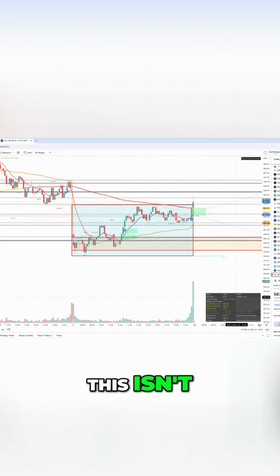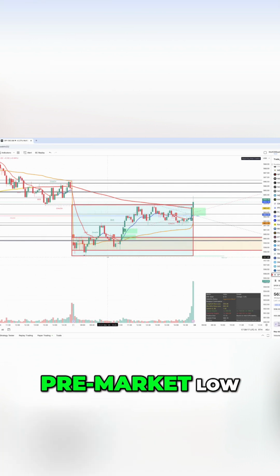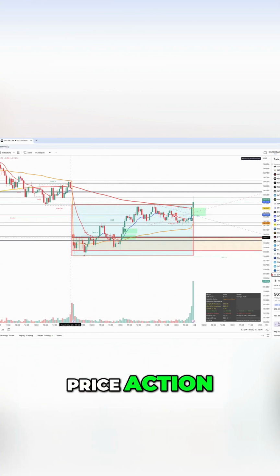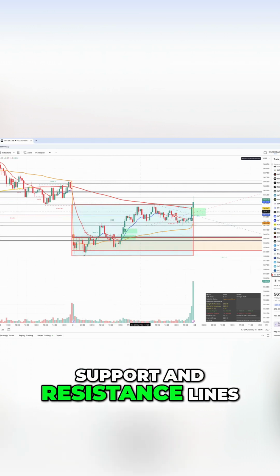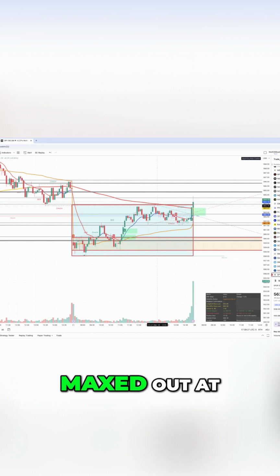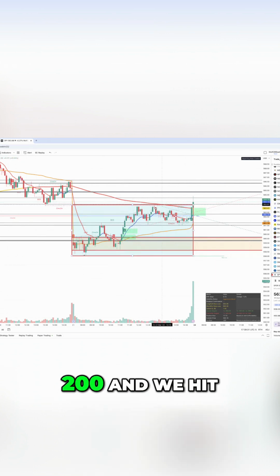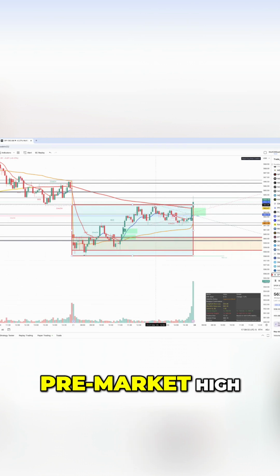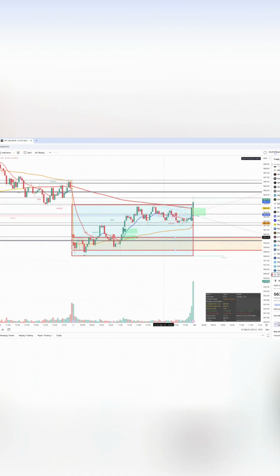Look at this entry. This is not extended anymore. We took the pre-market high and the pre-market low, and look at the price action. We pushed down to the bottom here. We hit our support and resistance lines, and look where it tapped, maxed out at. We came up here and we hit the 200 and we hit the top of the pre-market high. So we were locked in this box on SPY all trading day, right?